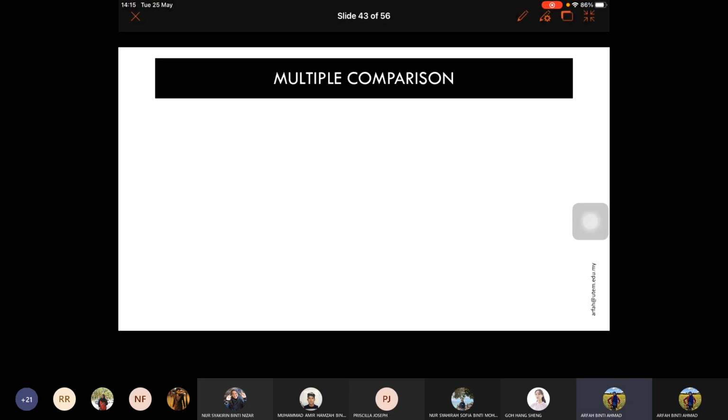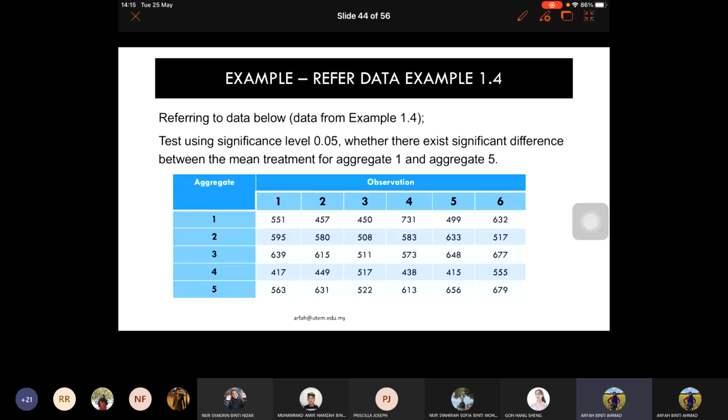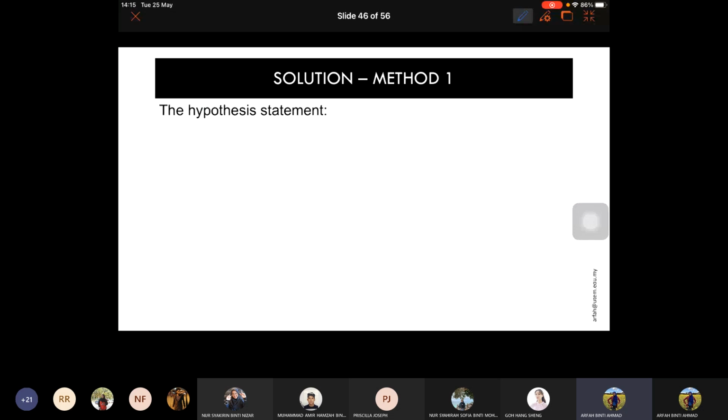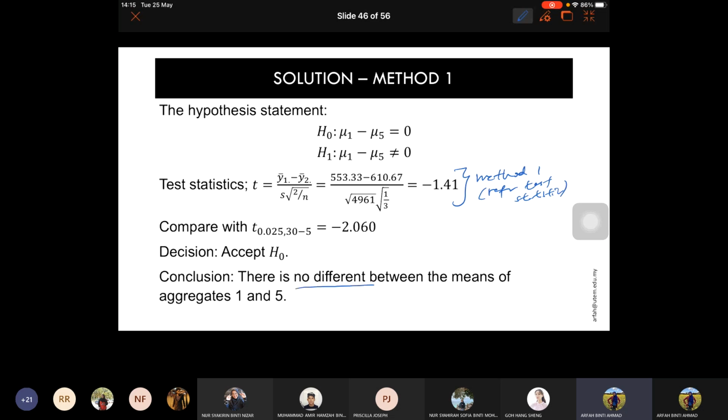Okay, so from current. Kita masih dengan soalan ni. Test using significance whether there exists significant difference. So kita masih nak whether there exists significant difference, aggregate 1 and aggregate 2. So awak buat dia punya hypothesis testing. Okay. So you did the hypothesis testing for this one, dapatkan dia punya Anova Table and ini adalah method 1. Okay. Refer test statistic. Okay. So dapat accept H null, there is no difference antara aggregate 1 and also aggregate 2.